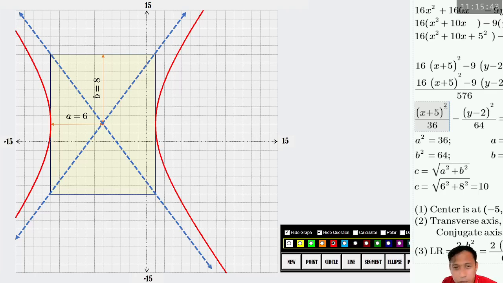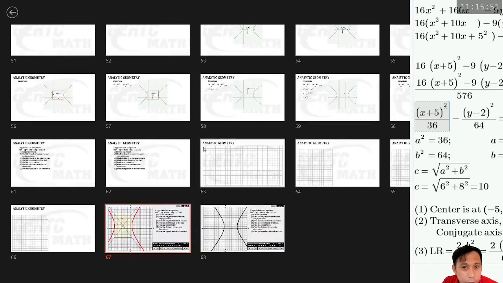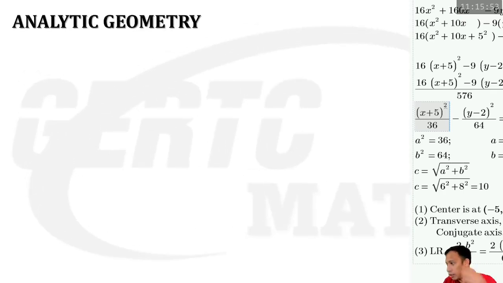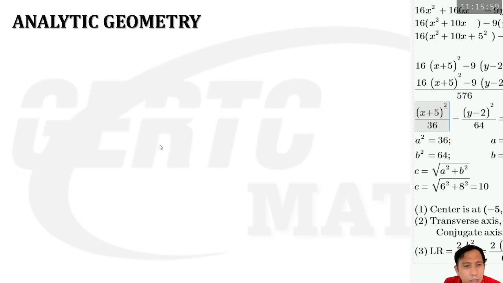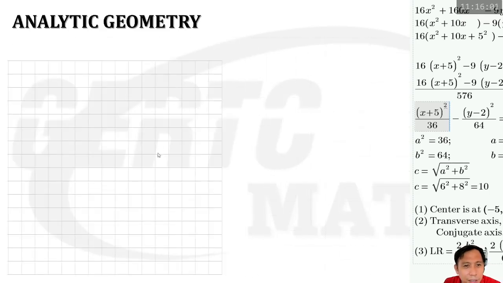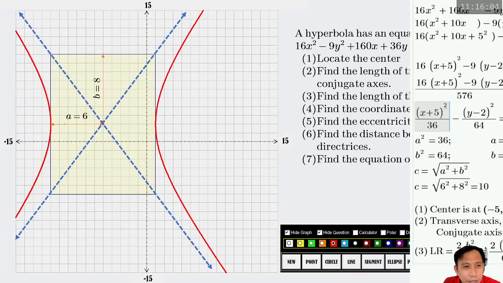I think I have another prepared problem dito. Ito naman. Ay, we're not yet done, no? Are we done? Kanina, we graphed it lang, but we did not get the location of the focus.